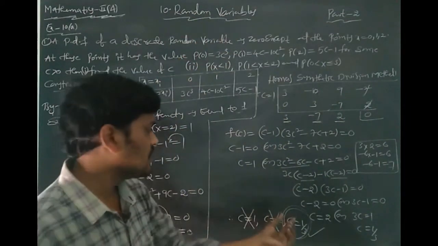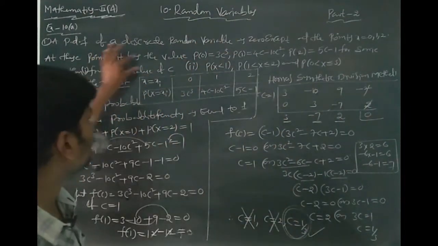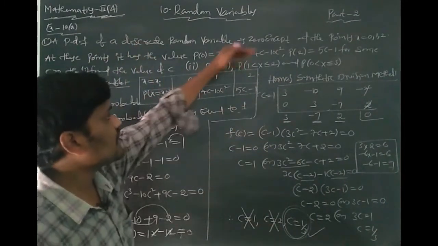Understood or not? This is the way C equals 1 by 3. The first problem is completed. C value is how much? 1 by 3. Second one, you can find.